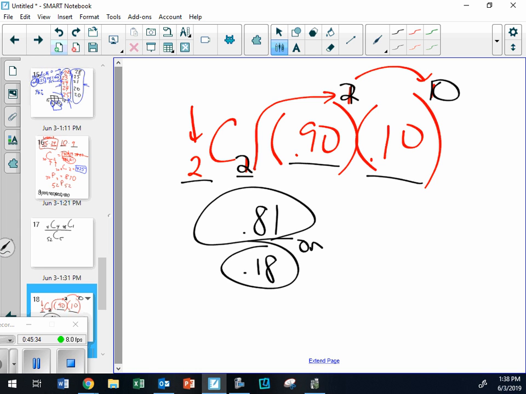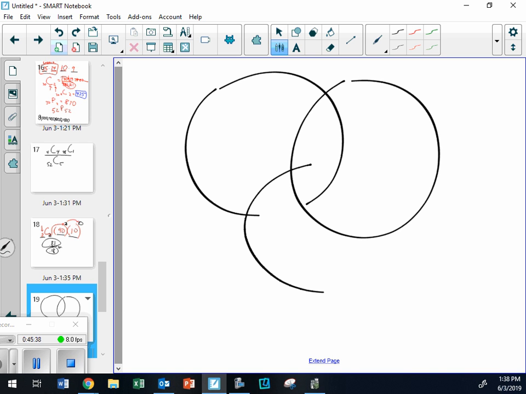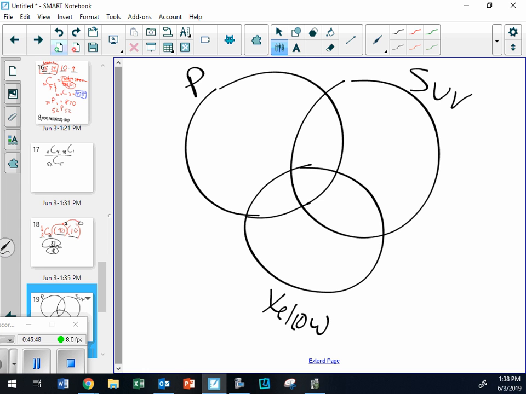The last thing, Venn diagrams. And this also works for charts and stuff. This is going to be piano. This is going to be SUV. And this is going to be that your house is yellow. Okay. 2, 1, 0, 3, 1, 4, and 18, and let's say 1.